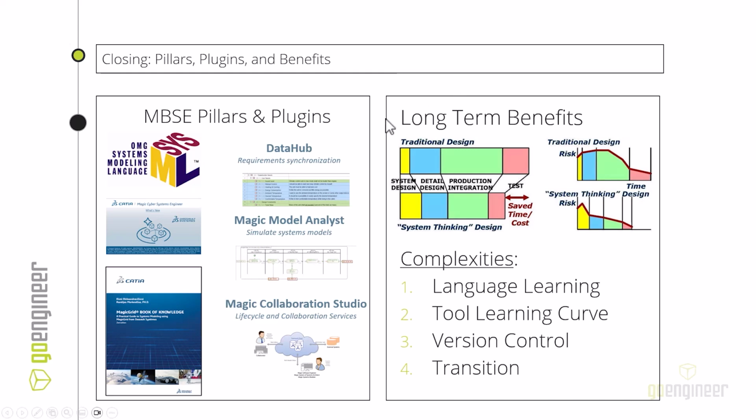With Magic Collaboration or with Magic Cyber Systems Engineer, there are a host of plugins. The 3 that we kind of went over today are Data Hub, Magic Model Analyst, and Magic Collaboration Studio. Those allow for your requirement synchronization, expanding your digital thread, and some simulation, some verification, gap identification, trade studies, a host of things that you want to do before you get to your production phase.